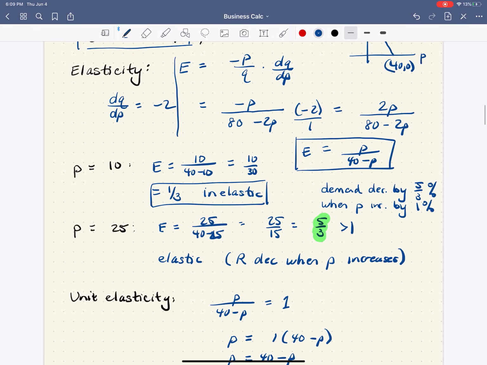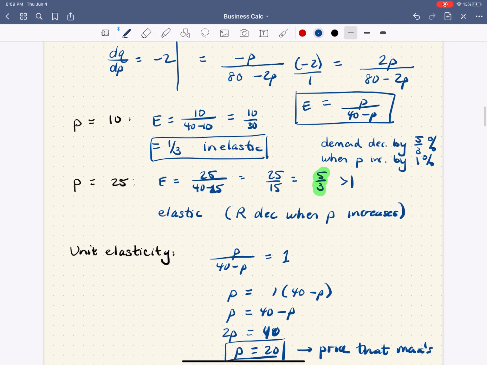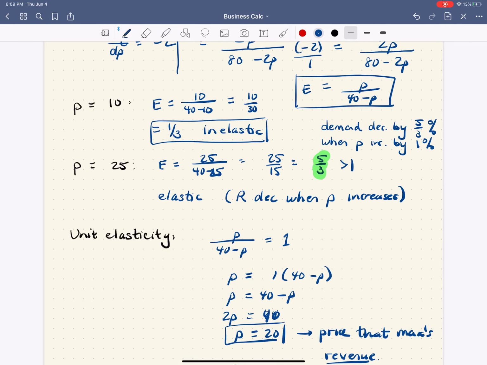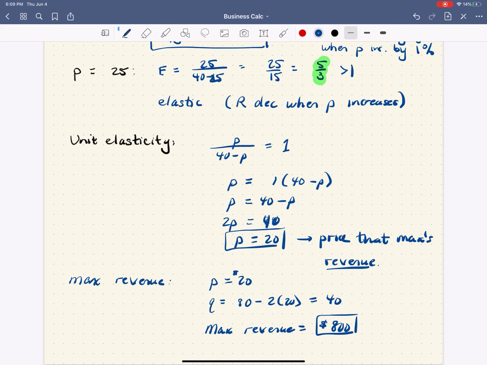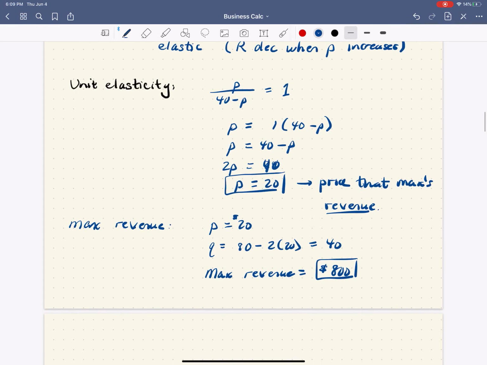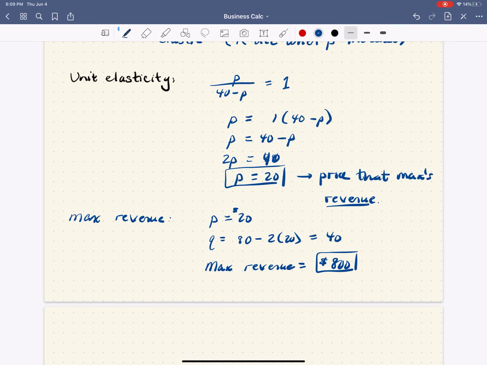Okay? So there we have it. Elasticity less than 1 means you can raise the price and still garner more revenue. Elastic, meaning elasticity greater than 1, means you should stop raising the price because you're losing revenue. Elasticity equal to 1 is kind of the happy point. That's where your maximum revenue occurs. So if it's possible to do that, that's what we do. And then we can also find the maximum revenue. So hopefully that helps you understand elasticity a little better.